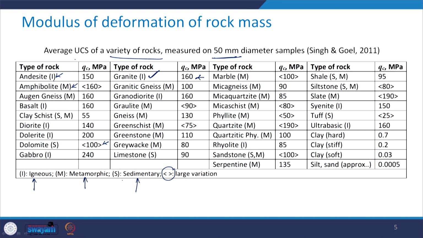Say we talk about dolomite. Dolomite is a sedimentary type of rock here, and the average value is 100 MPa, but a large variation is observed in the value of the average UCS. So similarly, for different types of rocks, you can use this table and pick the typical values. Although we should conduct UCS tests in the lab to determine the value of UCS, if we are not able to, or if we are going for a preliminary analysis and just need to get some idea, then maybe this table can be referred to.